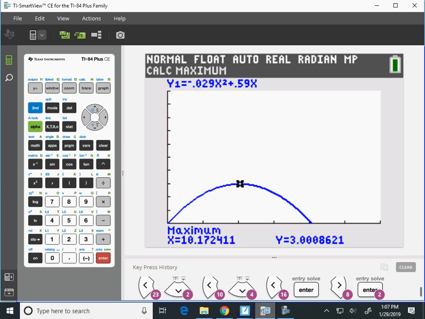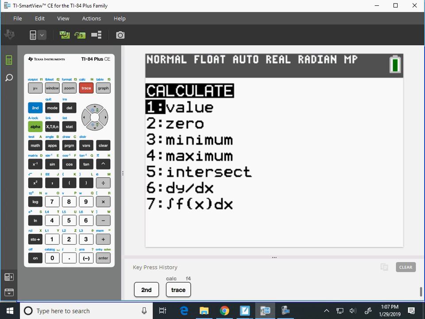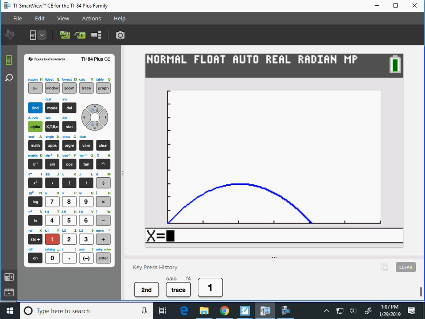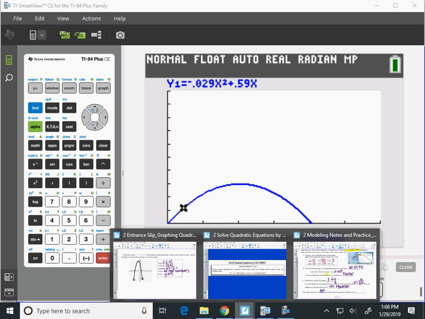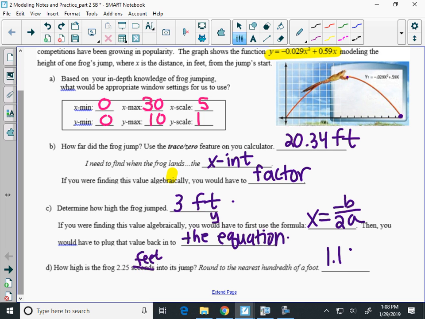So here's what you'll do. You'll go second trace, and then Alyssa, I'll show you this on the Inspire. Second trace, you're going to actually choose number 1, which is value. And in the x, the flashing x there, you're going to type in 2.25. And when you hit enter, it'll take you right to that spot on the graph and tell you that the frog was 1.18 feet off the ground. So like 2 feet in, it was a little over a foot off the ground. 1.18. Okay. Now let me show Alyssa real quick.